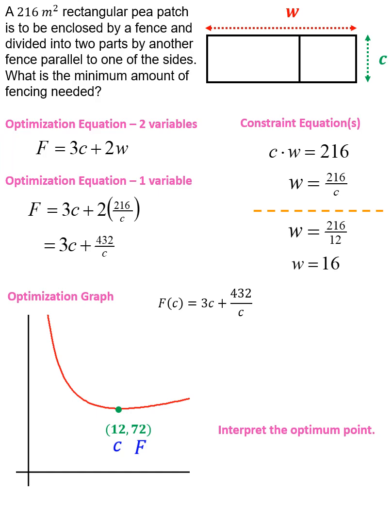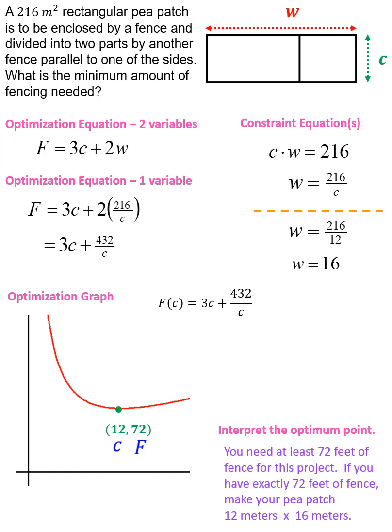And now I have a full interpretation of the optimum point. That we need at least 72 feet of fence to build this. And with that, you will make a 12 by 16 rectangle as your enclosure. And that completes this lesson.